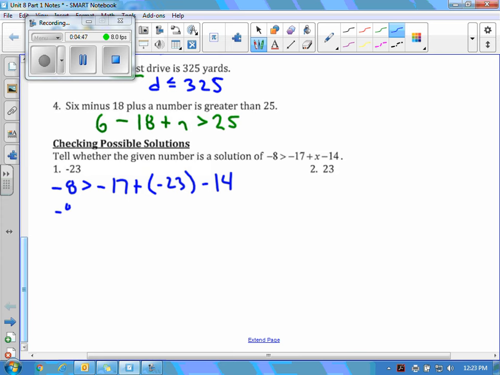So I have negative 8 is greater than negative 17 plus negative 23 minus 14. I just need to start putting these numbers together on the right. So negative 17 plus negative 23 gives me negative 40.